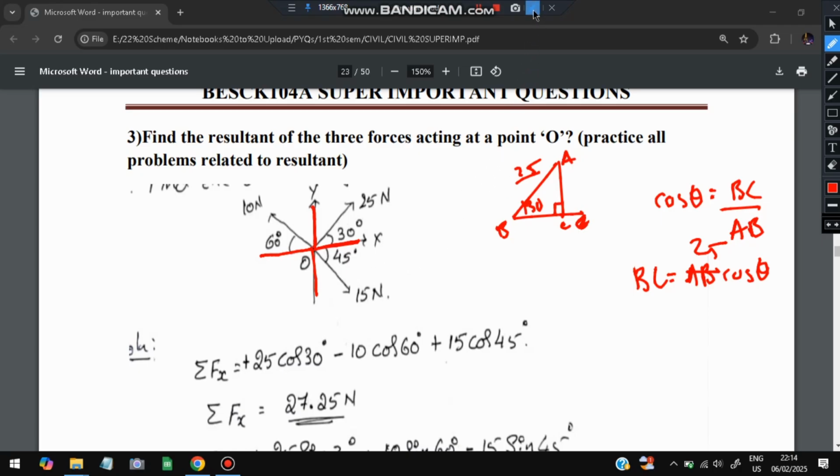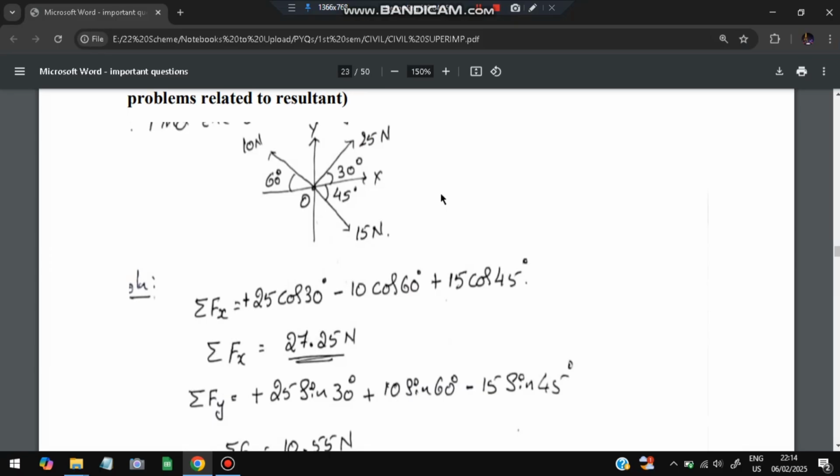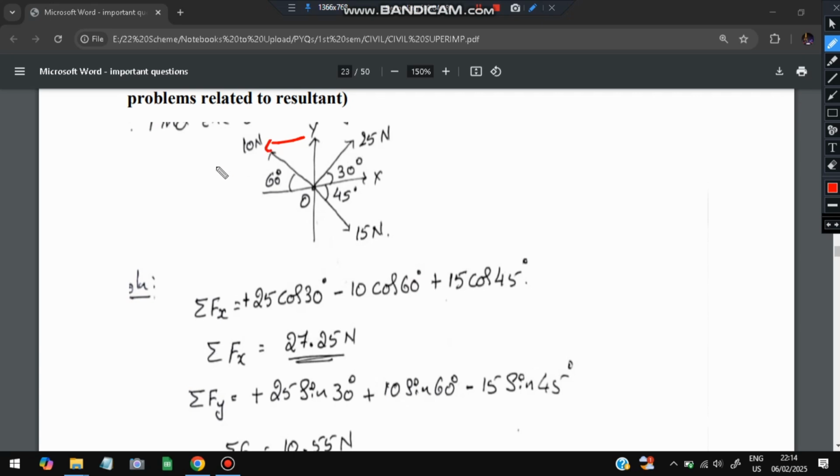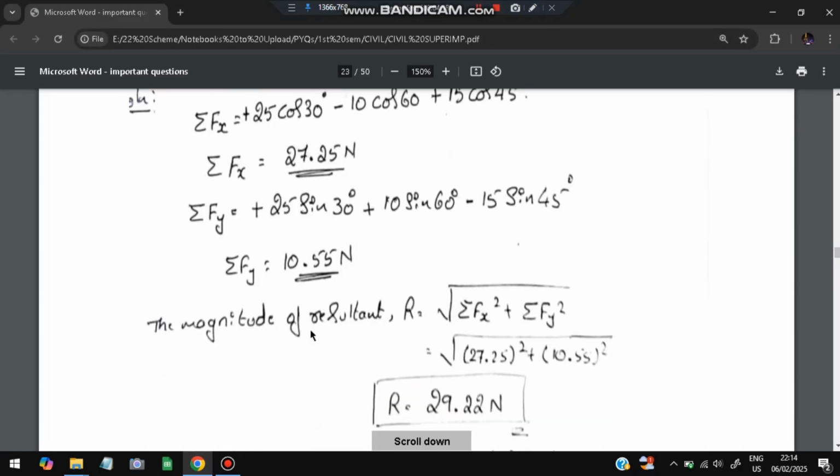Okay, so first we'll consider all the x-axis. F of x will be equal to 25 cos 30, which is this value, minus 10 cos 60, because this is in the negative direction, plus 15 cos 45. 15 cos 45 is in the positive direction, this is the negative direction, and this is the positive direction. So accordingly we have to take it. Now we apply the cos values and calculate, and we'll get the F of x value. Same thing we'll do for the F of y value.